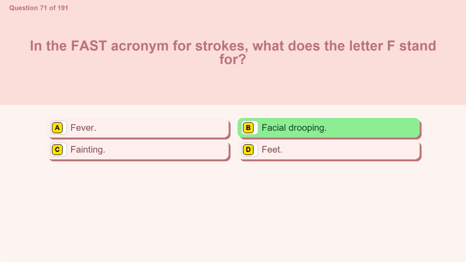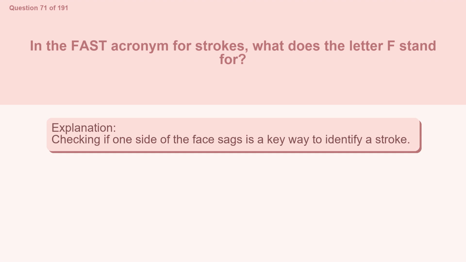The correct answer is option B. Facial drooping. Checking if one side of the face sags is a key way to identify a stroke.